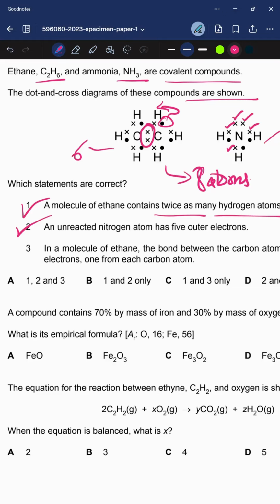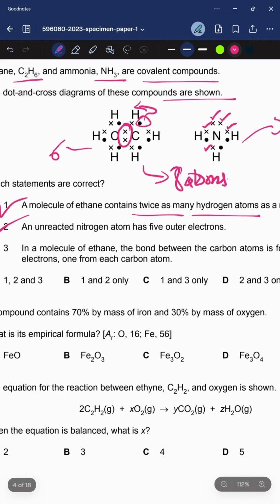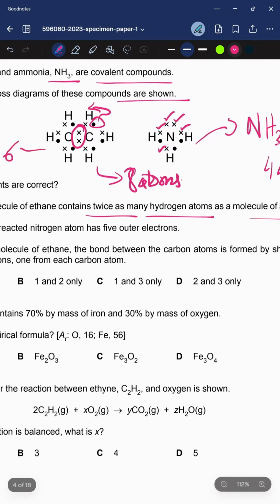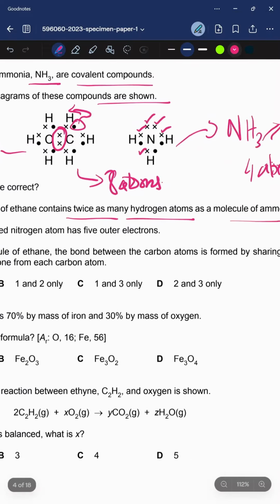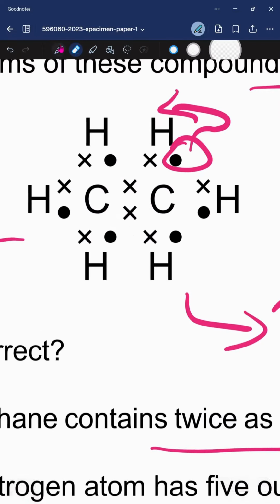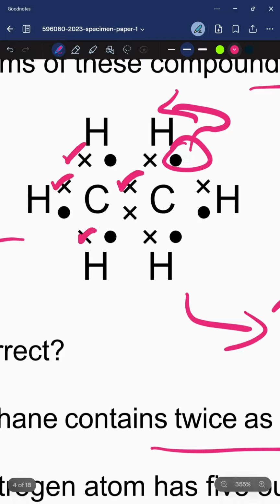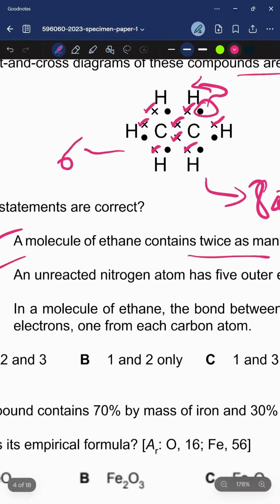And statement 3 says in a molecule of ethane, the bond between the carbon atoms is formed by sharing 2 electrons, one from each carbon atom. So in a molecule of ethane, there is a bond between carbon and carbon, right? And carbon has 4 electrons in its outer shell. If you count them, it's 1, 2, 3, and 4. Similarly, for the other carbon atom, we have 1, 2, 3, and 4. So 4 and 4 outer shell electrons form the 6 bonds with the hydrogen atoms, and there's a shared bond between carbon and carbon with 2 electrons.